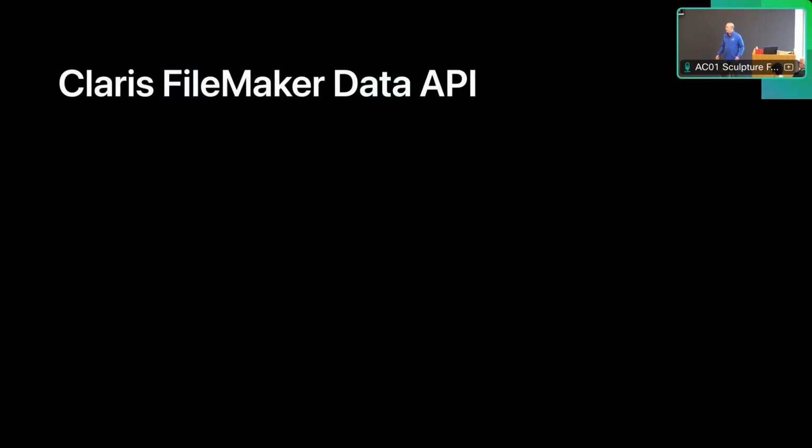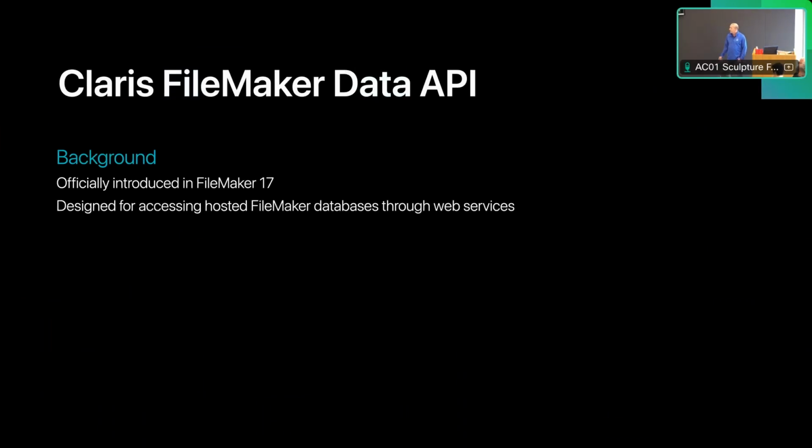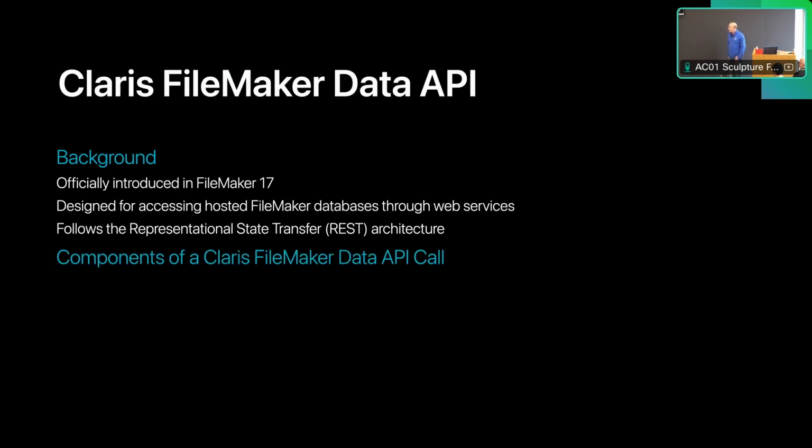And so what is the Claris FileMaker Data API? Well, it was officially introduced in FileMaker 17. It was designed for accessing hosted FileMaker files through web services. And it follows the representational state transfer architecture. So if people ask, does FileMaker have a RESTful API? We can answer yes. That's what the Claris FileMaker Data API does.